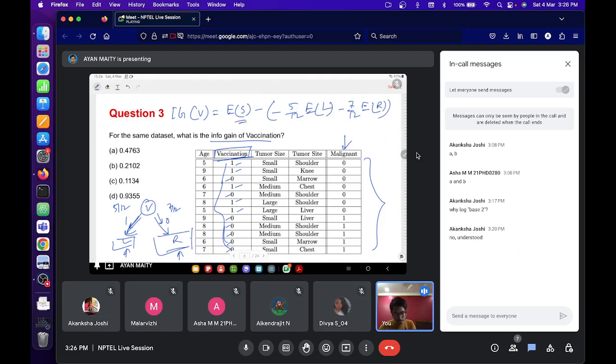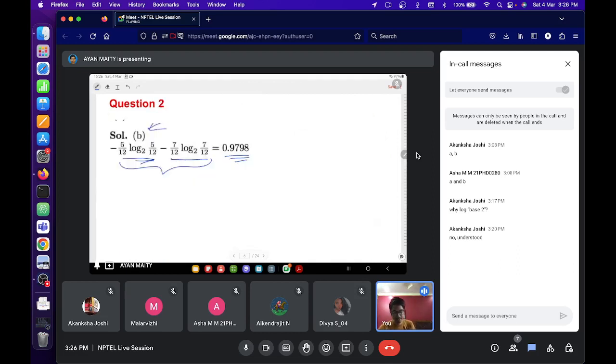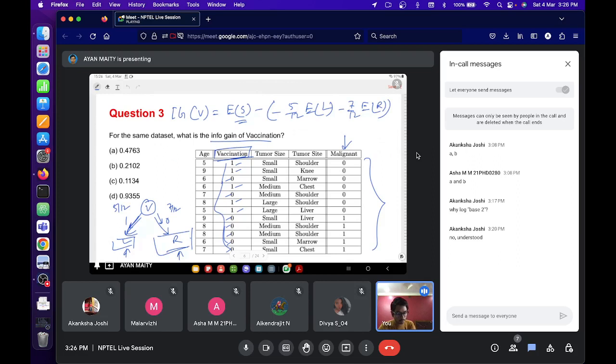The E of S we have already found in the last slide. S is the whole data set, so that is the entropy of the whole data set. Then we have to find E of L and E of R, which are the entropy of the left hand side and the entropy of the right hand side.